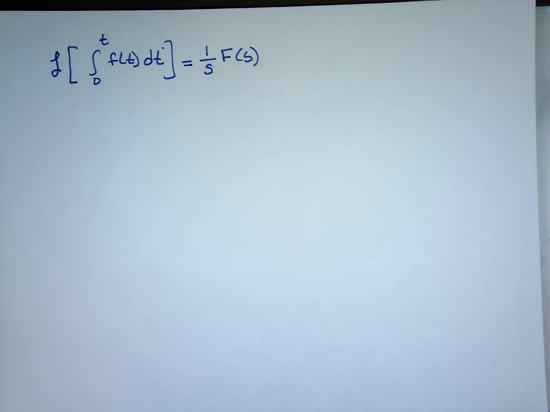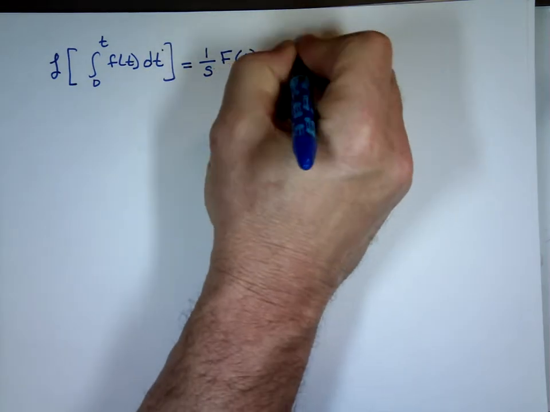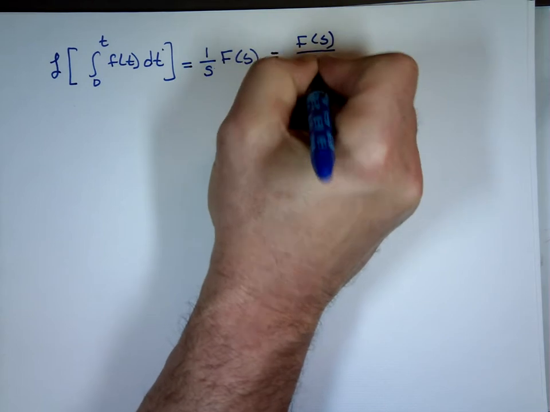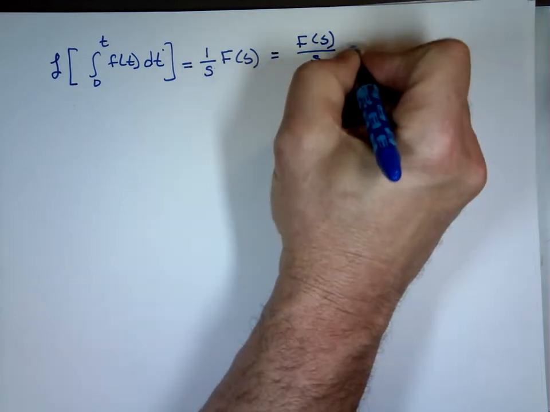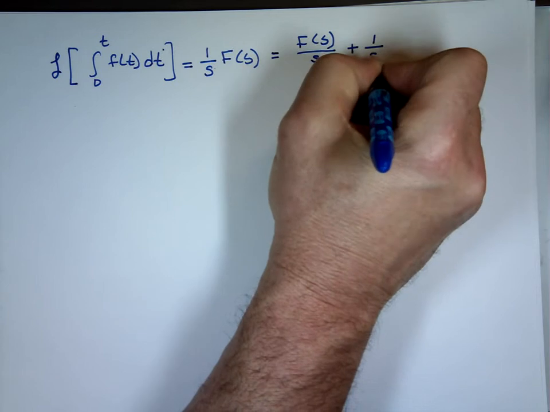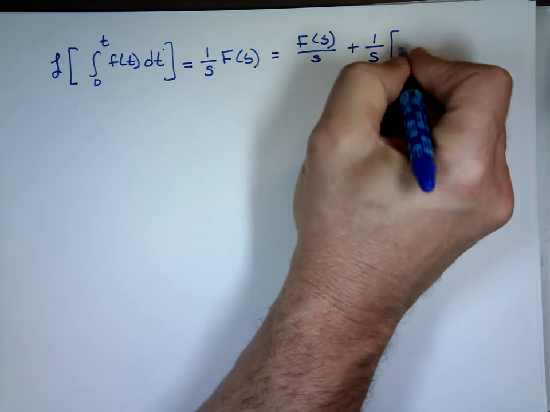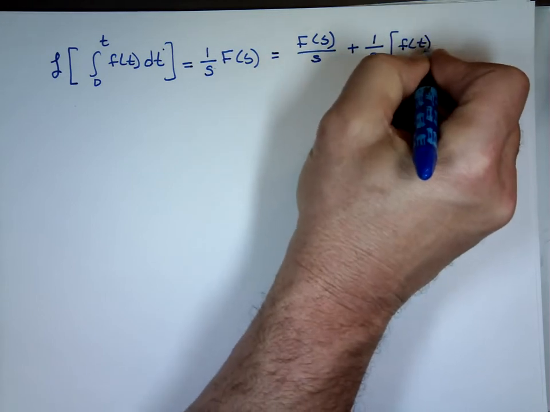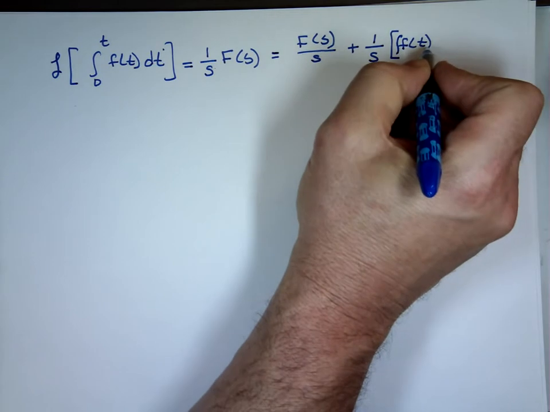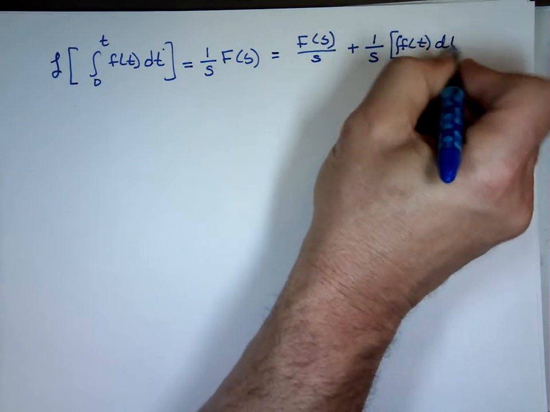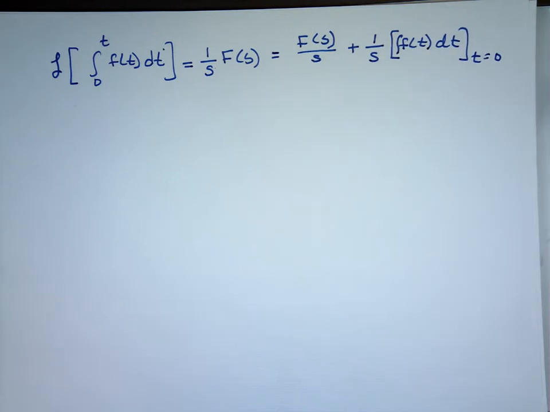So a lot of times this is written as F of s over s plus 1 over s, a constant, the integral of f of t dt at t equals 0. Which means really the value is 0. That's what that means.